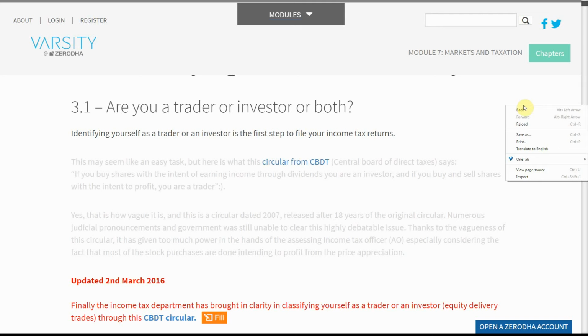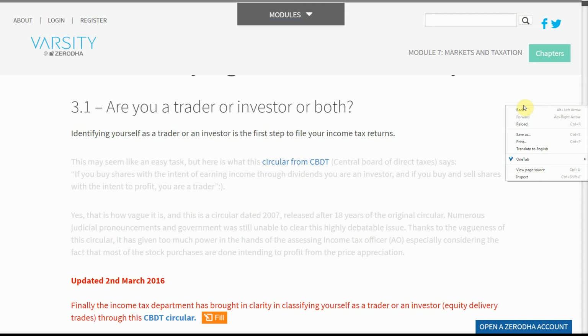This may seem like an easy task. But here is what this circular from CBDT, Central Board of Direct Taxes, says. If you buy shares with the intent of earning income through dividends, you are an investor. And if you buy and sell shares with the intent to profit, you are a trader, smiley face. Yes. That is how vague it is.